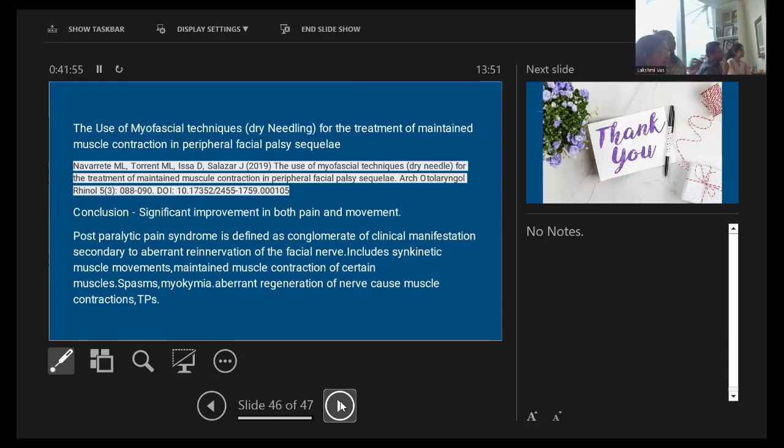Another paper is on post-facial palsy, Bell's palsy, the use of a myofascial technique, that is dry needling, for treatment of maintained muscle contraction in peripheral facial palsy sequelae. So what happens in post-paralytic pain syndrome? It is defined as a conglomerate of clinical manifestations secondary to aberrant reinnervation of the facial nerve, which includes synkinetic muscle movements, maintained muscle contraction of certain muscles, spasms, myokymia. Aberrant regeneration of the nerve can cause muscle contraction and trigger points. So there is a significant improvement in both pain and movement in Bell's palsy.